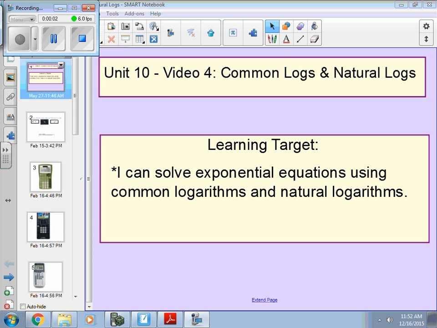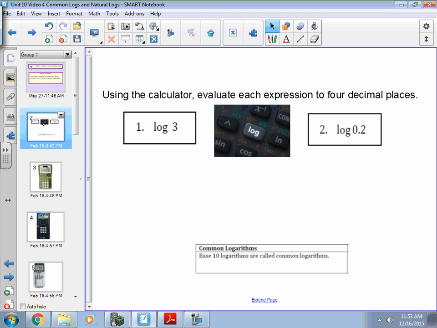Today we're going to look at common logs and natural logs. Those are two types of logarithms. And the learning target would be that you can solve any exponential equation using either common logarithm or natural logarithm. All right, so on your calculator, you have both of these buttons, log and natural log. We'll talk about common log first.